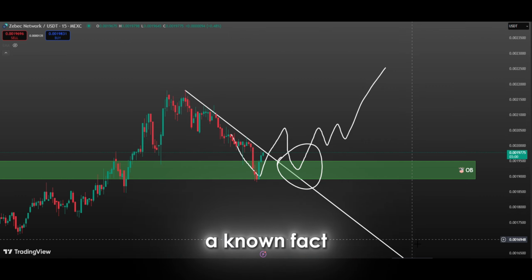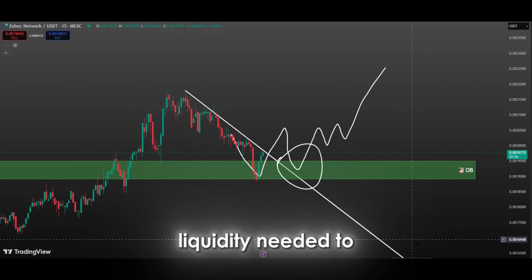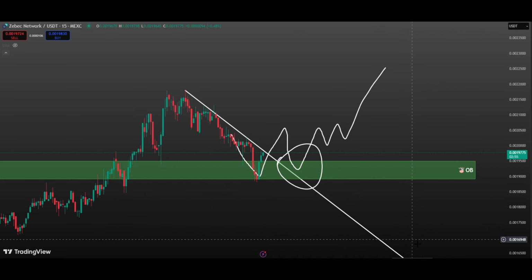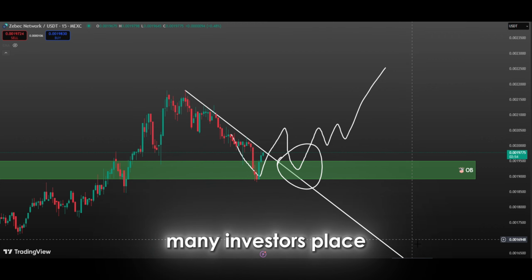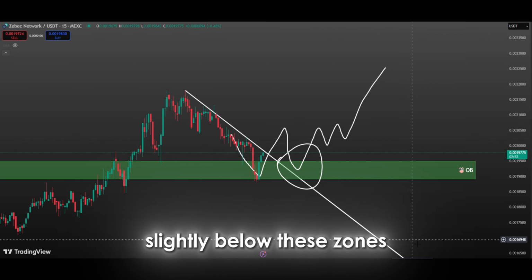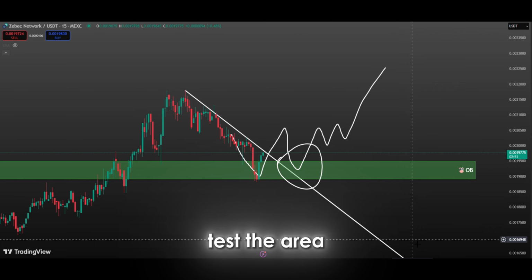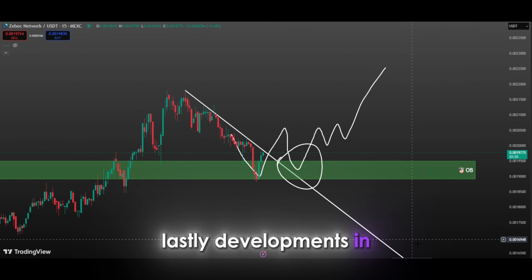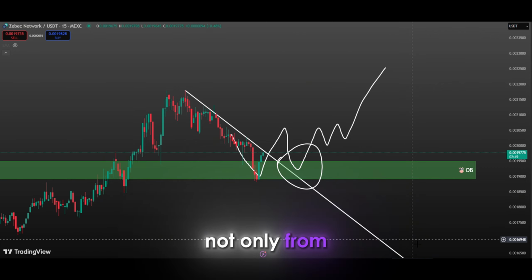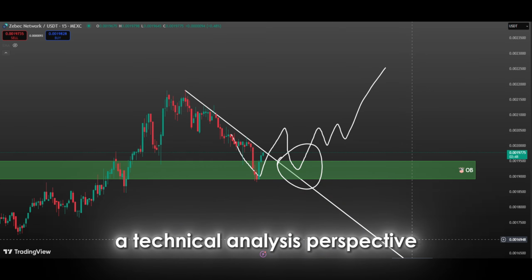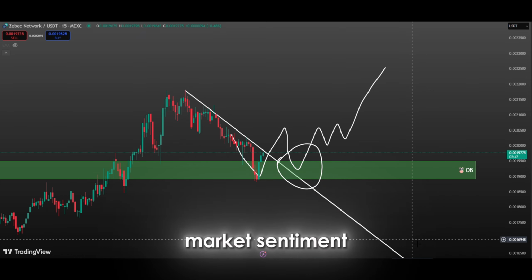However, it is also a known fact that such strong regions are not easily broken. These types of order blocks usually contain the liquidity needed to push the price upward. For this reason, many investors place their stop losses slightly below these zones, allowing the price some room to test the area. Lastly, developments in this zone will be decisive not only from a technical analysis perspective, but also in terms of overall market sentiment.